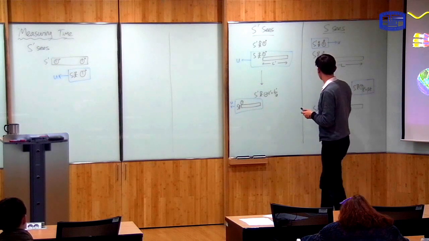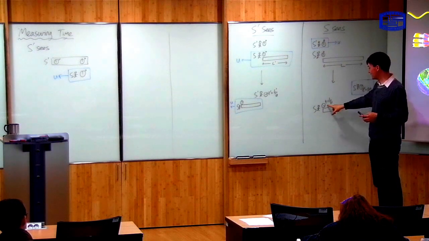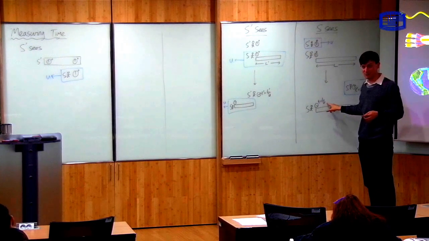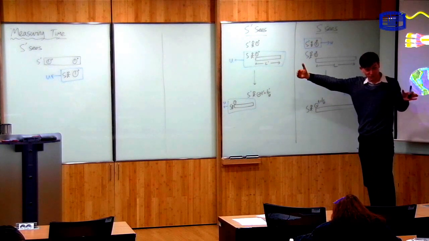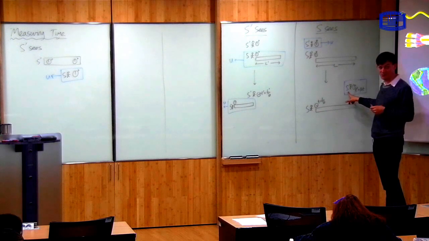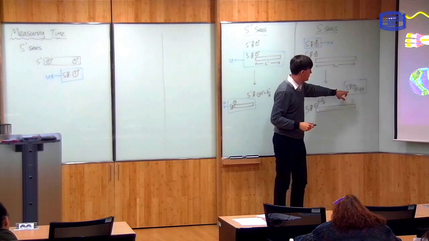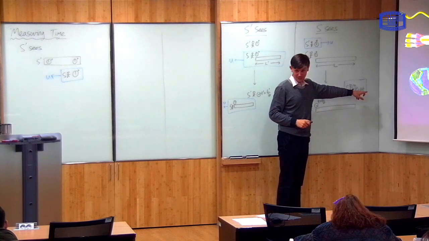From the S perspective, doing the same experiment, he measures a time L over u, because the ruler is not length contracted, it's a full length. But he also measures that the S prime clock is time dilated. The clock is ticking slower. So therefore, t prime is equal to beta times t.